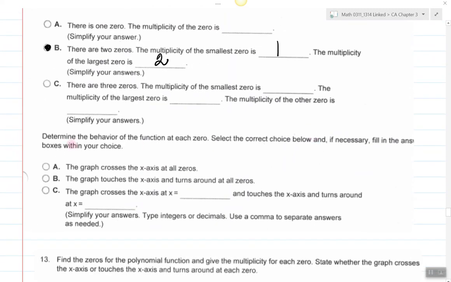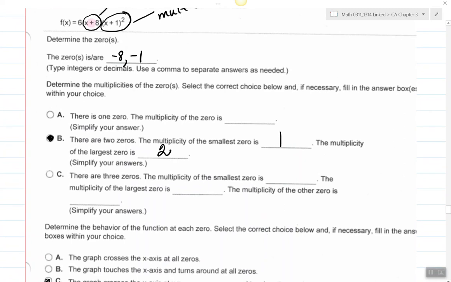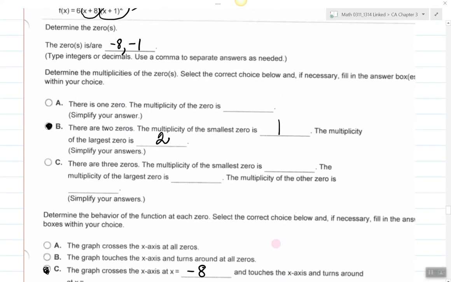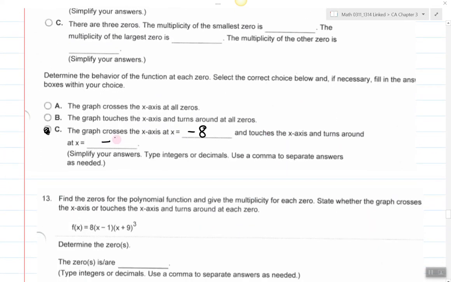Determine the behavior of the function at the zeros. Does it cross at all of them? No. It crosses where the multiplicity is 1. It touches and bounces away at multiplicity 2. So it doesn't always do this, but choice C, it crosses at odd multiplicity, x equals negative 8, and touches the x-axis and turns around at x equals negative 1.